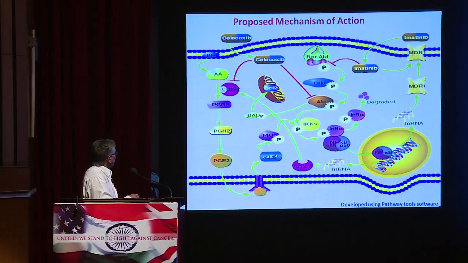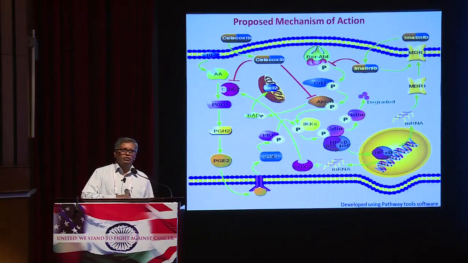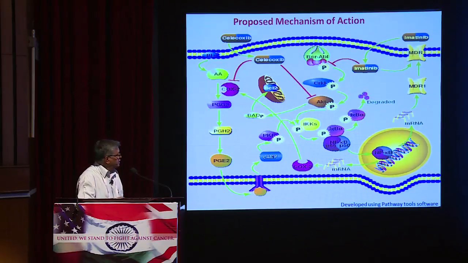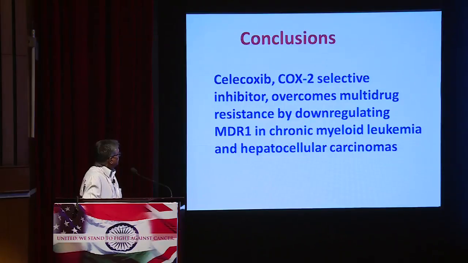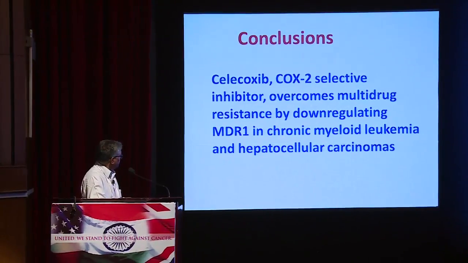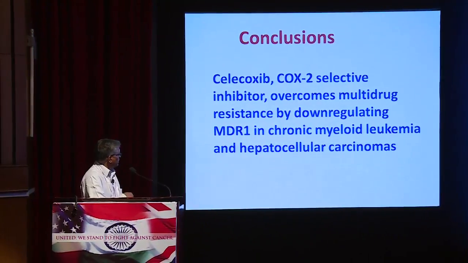So this is the overall summary: in case of the efflux pumps, if you are using a COXIB, which blocks the COX pathway, then it also downregulates the expression of MDR1 and thus makes the imatinib-resistant cancer cells again sensitive to the drug. So this is the overall mechanism. In conclusion, what we can say is that COX2 inhibitors can overcome multi-drug resistance by downregulating MDR1 in case of chronic myeloid leukemia.